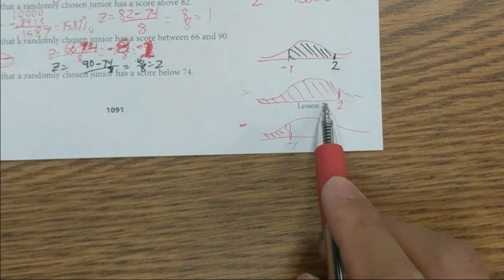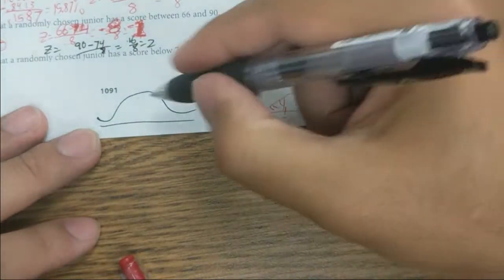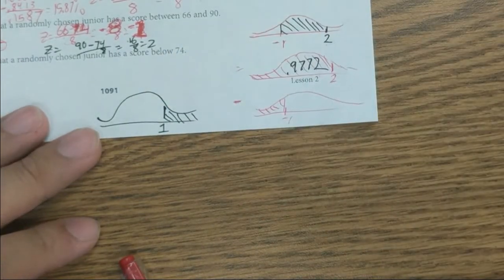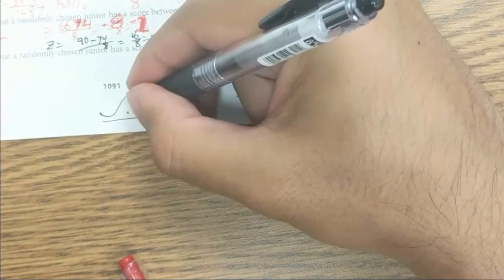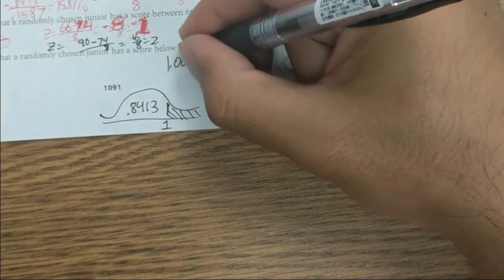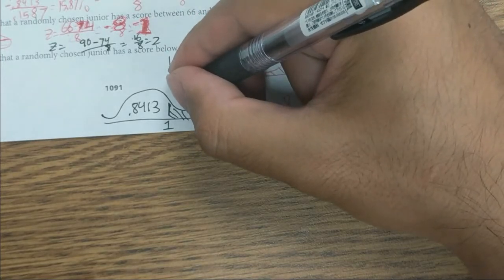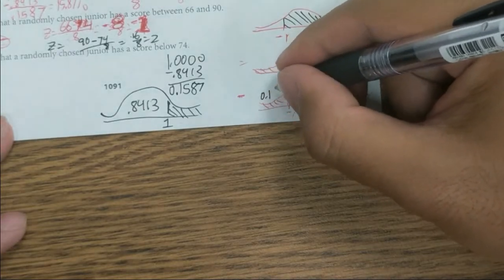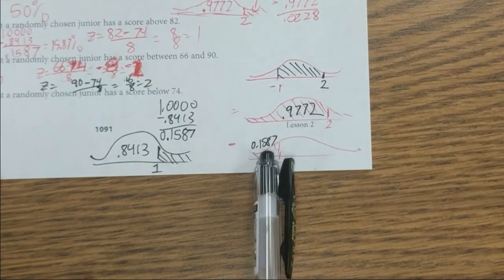Okay, so looking up 2 in our z-score table, we get 0.9772. Okay, we have to use symmetry again for the -1. So reflecting this would become +1, and we would now want the area to the right. So looking up 1 in our z-score table, we get 0.8413. So then to get the shaded area, the total area is 1, so subtract this from 1.